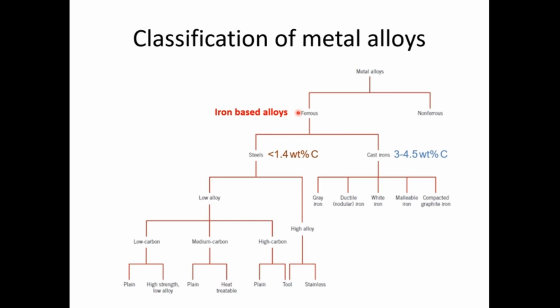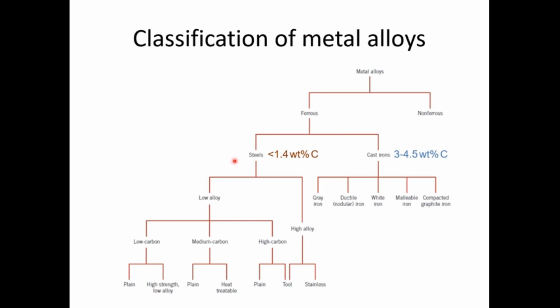And the third reason is because they are extremely versatile, meaning that they may be tailored to have a wide range of mechanical and physical properties. With these three main reasons, ferrous alloys are mostly used and produced in a large quantity. However, the main disadvantage of many ferrous alloys is their susceptibility to corrosion. Because they are iron based, they are susceptible to corrosion.